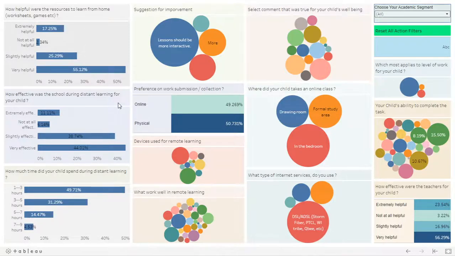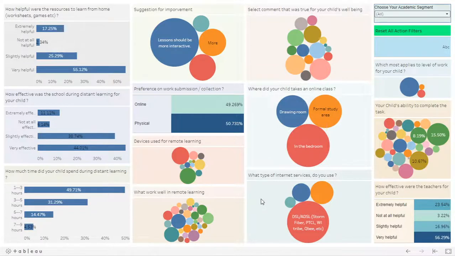Now the next question was, how effective was the school? So again we have a good response from the parents, because 11% says extremely effective, while 40% says very effective, 38% says slightly, and there are only 5 to 6% who says that the schools were not effective. If we look at the teachers on the bottom right side, how effective were the teachers? So only 3% responses came against the teacher, that's not at all helpful. The remaining of them says positive feedback for all the teachers.